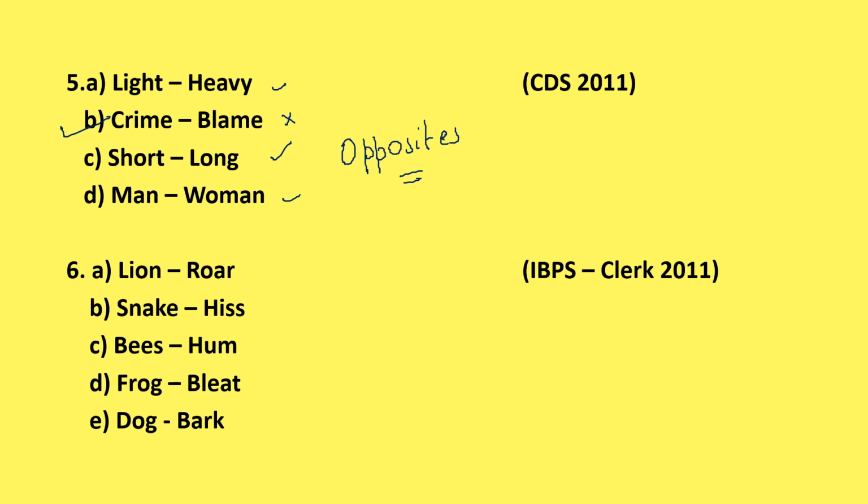In the sixth question, again, it's a relation between the animals and their sounds. So a lion roars, obviously that's correct. A snake makes a hiss sound, that is also correct. Bees make a humming sound, that is also correct. Now, do the frogs bleat? No, the frogs, they croak. So this is the odd one out, it seems over here. And a dog barks, yes. So basically all the animal sounds are correct other than D. So option D will be the odd one out here, and this is going to be the answer to this particular question.